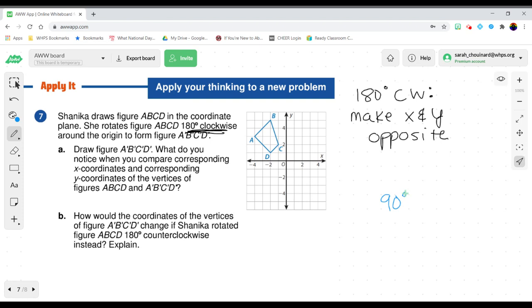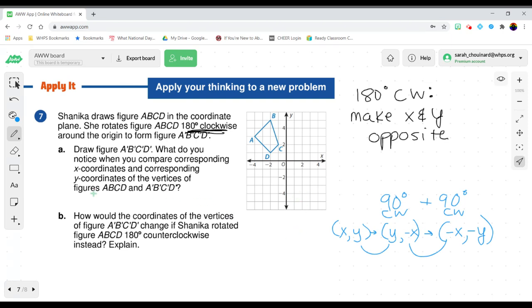180 is a 90 degree plus a 90 degree. So let's say I start with XY and I go 90 degrees clockwise once. I'm going to switch X and Y and make the new Y opposite. Then when I did another 90 degrees, I would switch them again and make the new Y opposite. So the double switch gets me back to my original, but both coordinates would have to become opposite because of that make-opposite part of the 90-degree rotation.